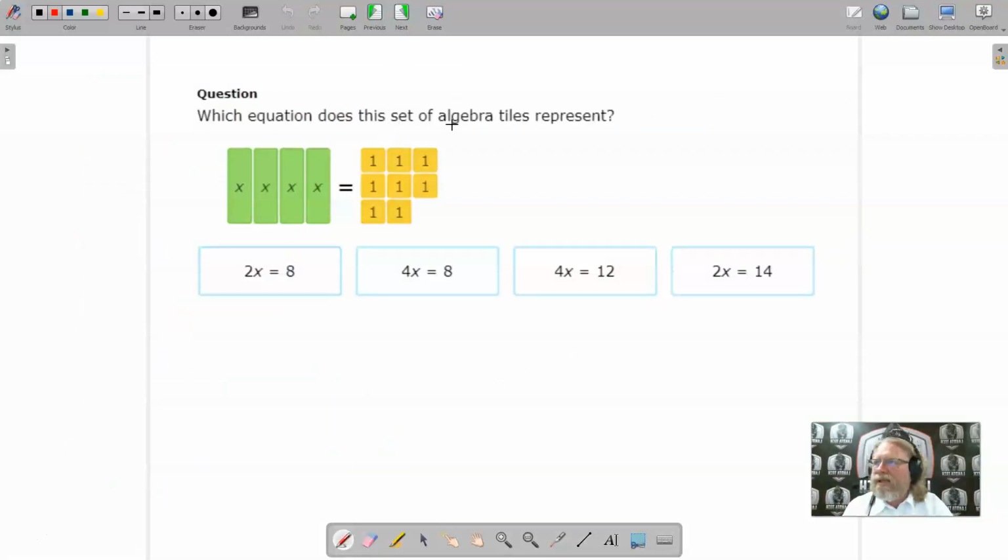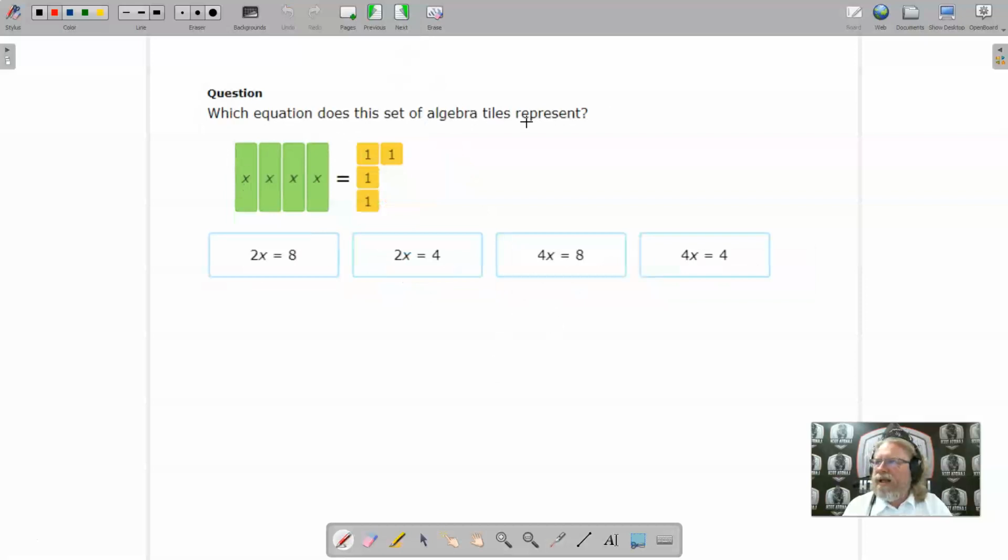Which equation does this set of algebra tiles represent? Well, this time we have 1, 2, 3, 4 x's. So we should be looking for 4x on the left. That's 2x. Here's 4x, 4x, and 2x. So we can rule out the first one and the last one. So both of these are 4x, so either one could be the correct answer. Now it looks like we have 3 by 2 is 6 plus 2 more is going to be 8 altogether. So it should be this one here, 4x equals 8.